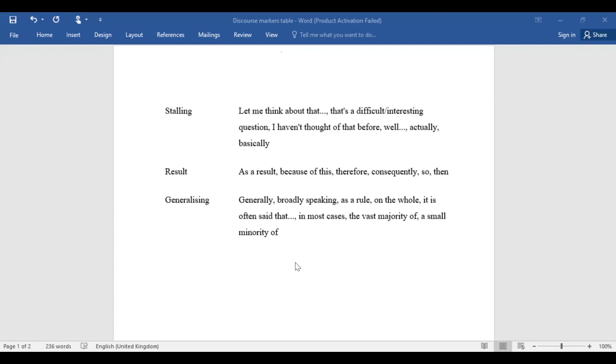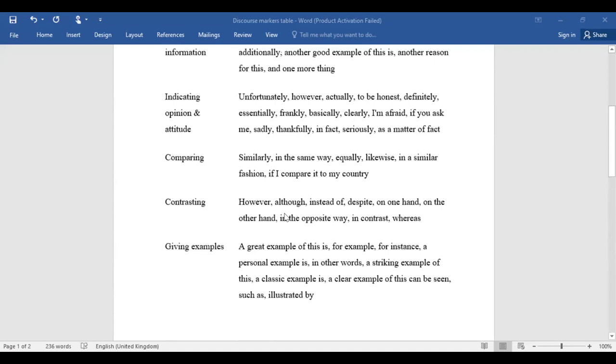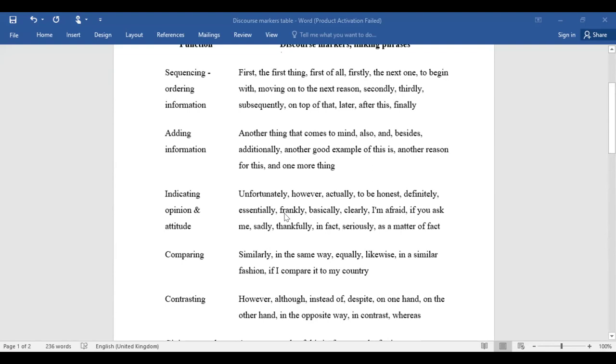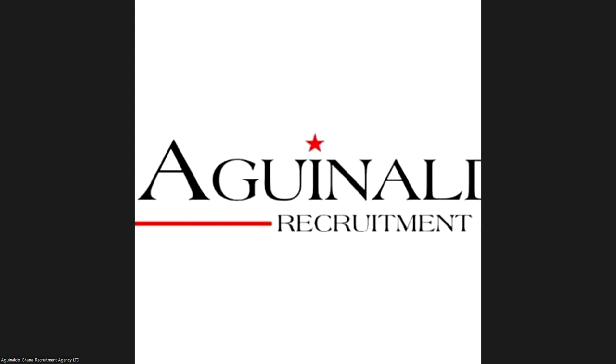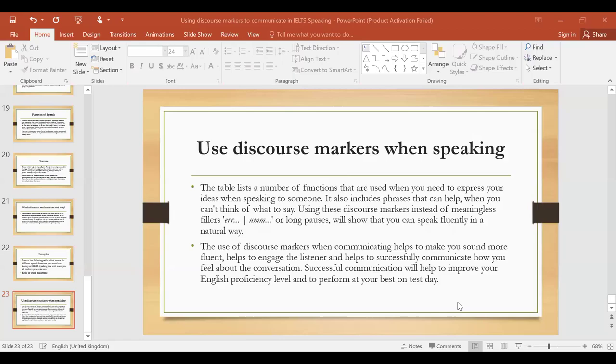Okay, so these are examples of discourse markers and the function, at what point to use them, the right points to use them, so that you don't use them wrongly to negatively impact you in the test. Let me go back to my presentation. I'll be finishing very soon. And then I will open the microphone so that you may ask questions if you have any.